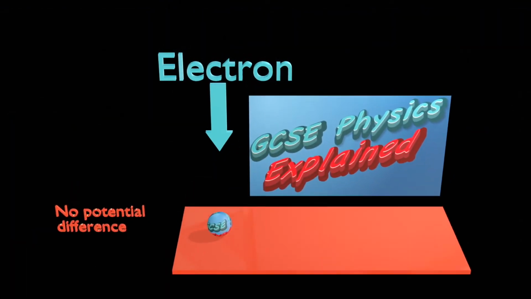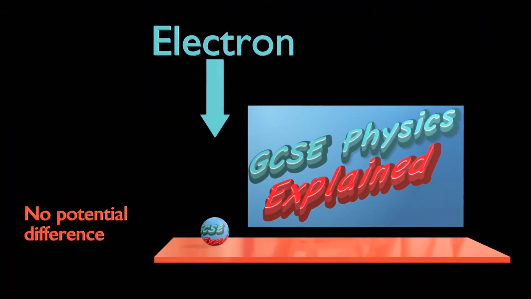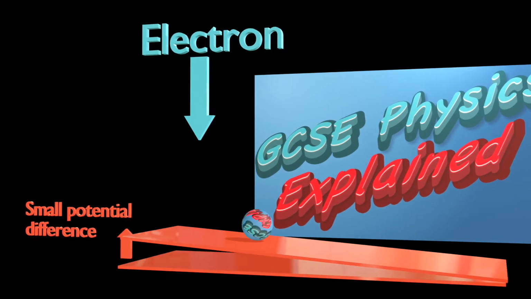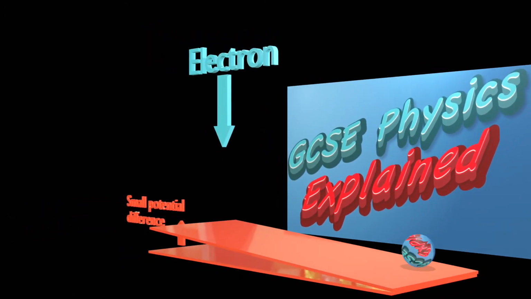If you have no potential difference or voltage, that's like no height difference. The electrons will have no net flow, so there'll be no current. If there's a small potential difference, that's like a small height difference. It will cause the electrons to flow slowly, creating a small current.